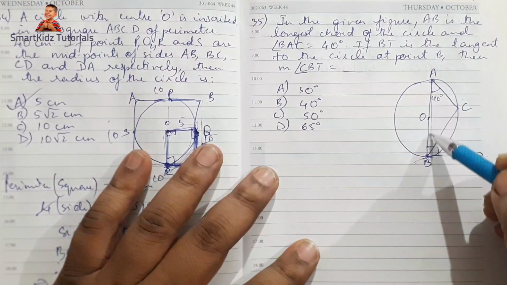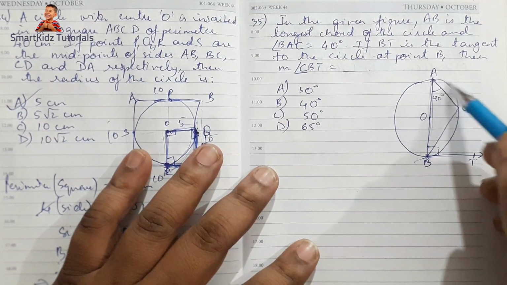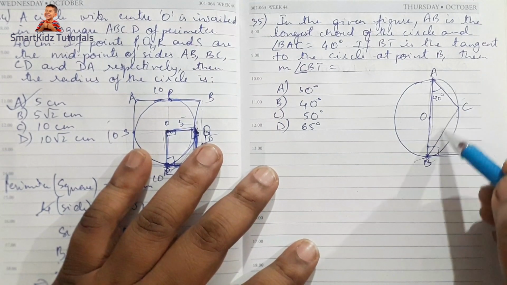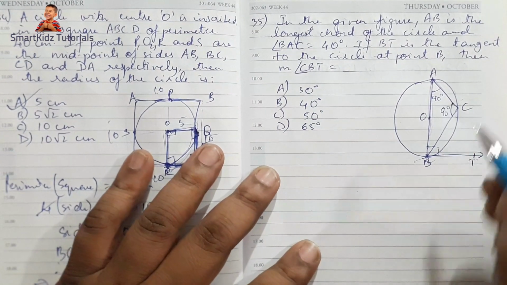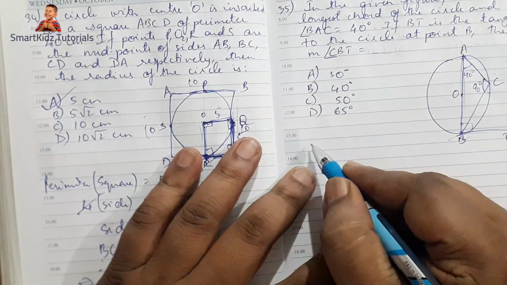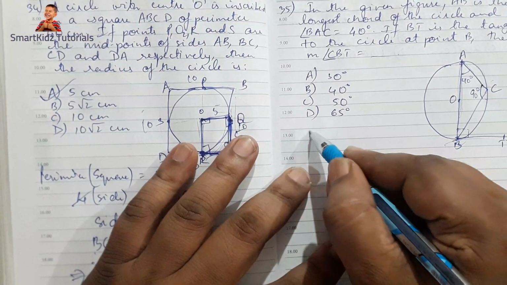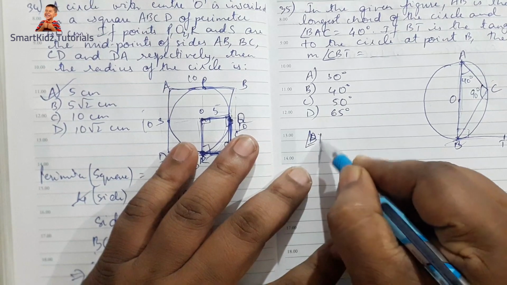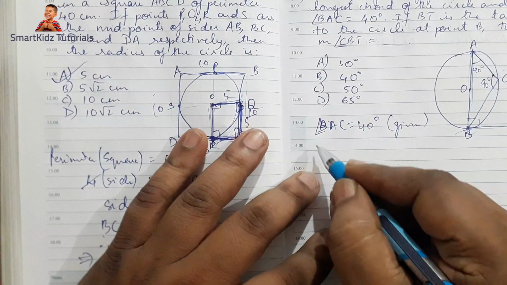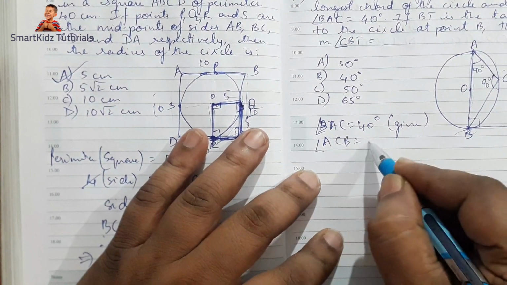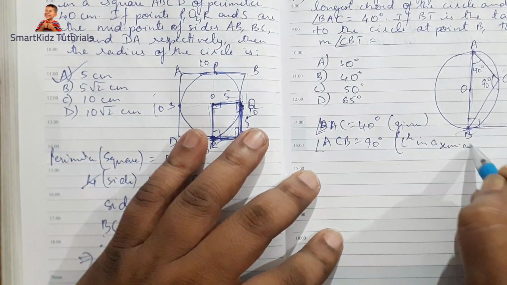Now since this is the longest chord and this becomes a diameter, so this part becomes a semicircle, and any angle in a semicircle is 90 degrees. So that means this should become equal to 90 degrees. So we'll write down what is given first. That is angle BAC equal to 40 degrees. That is given to us. Then we write angle ACB equal to 90 degrees. That is angle in a semicircle.